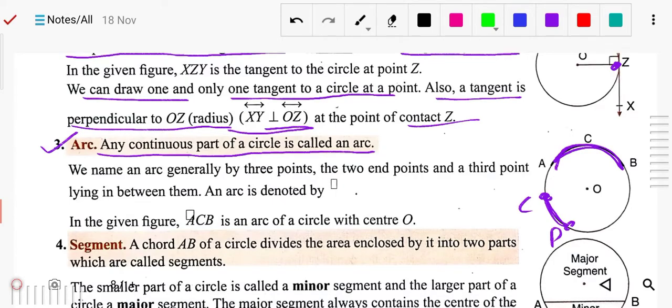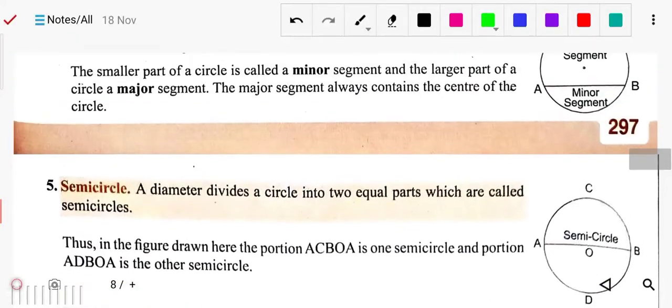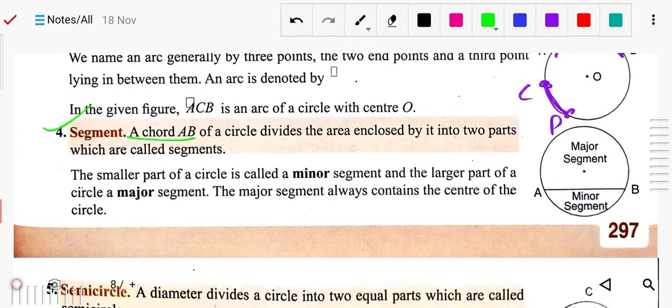Next we have segment. A chord AB of a circle divides the area enclosed by it into two parts, which is called the segment. Segment generally means that it divides the circle into two parts. The smaller part is called the minor segment, and the larger part is called the major segment. As you can see in this figure, this is the chord, and it divides the circle into two parts, one part and here another part.